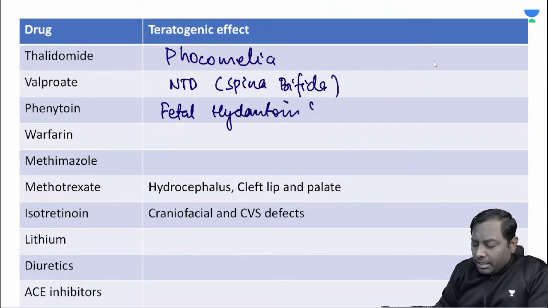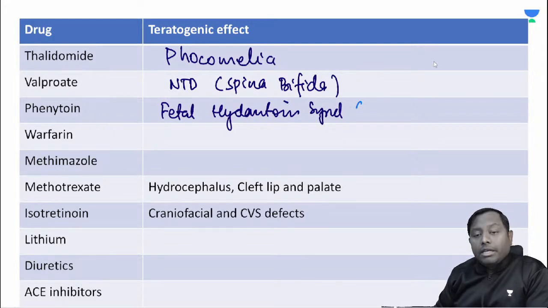Now, the examiner can sometimes give you the characteristic features of fetal hydantoin syndrome. So what could be the possible characteristic feature? The examiner can give you that there will be cleft lip and palate.